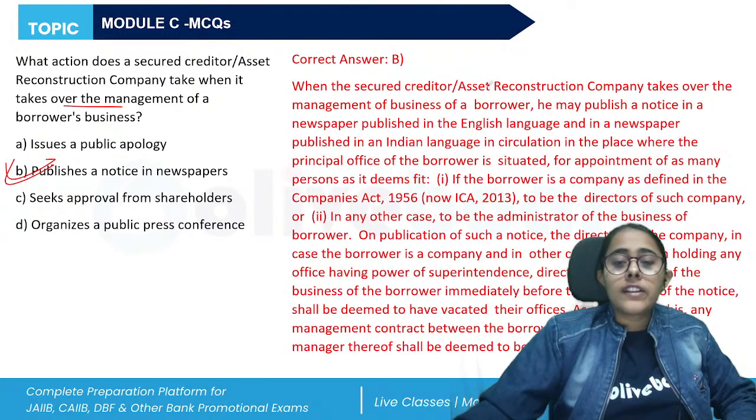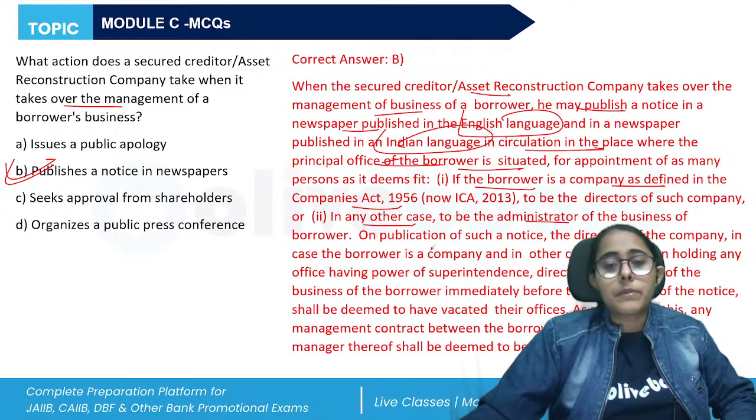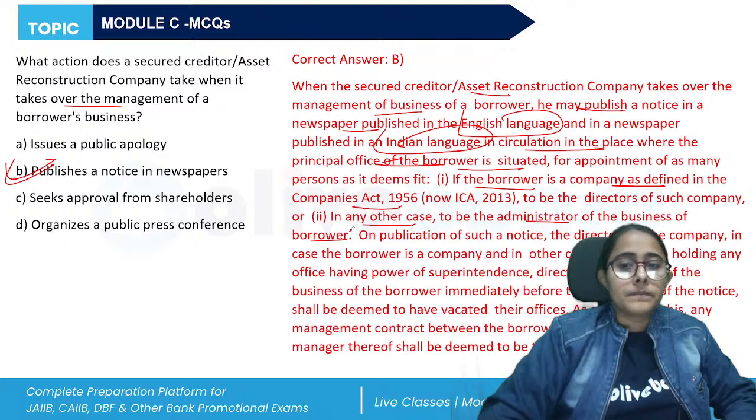So when the secured creditor or the ARC takes over the management, they may publish a notice in the newspaper in the English language, also in the Indian language, where the principal office of the borrower is situated. This will be done if the borrower is a company as defined in the Companies Act. In any other case, to be the administrator of the business of the borrower.